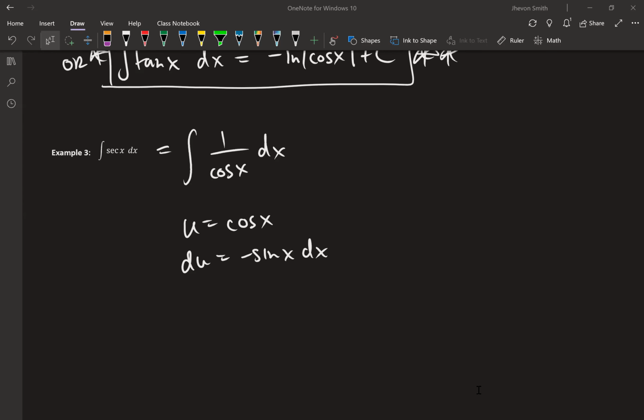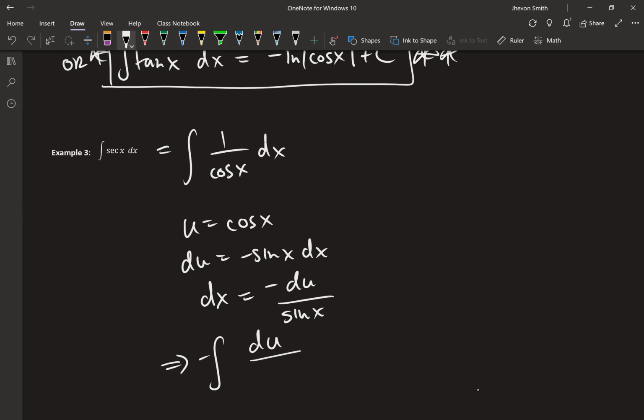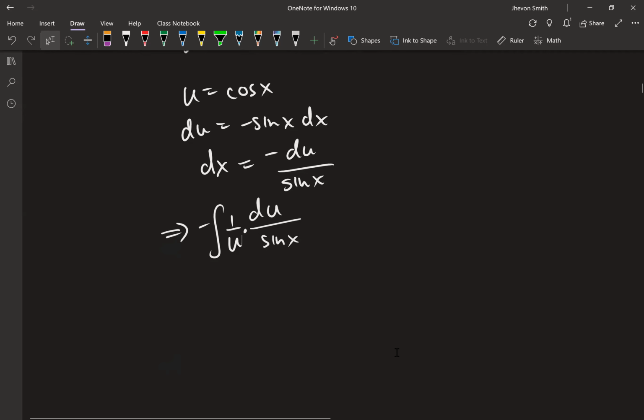Solve for dx and then substitute it back into the equation. Okay, so your dx would be du minus du over sine of x. If I substituted that, what would happen? I would have minus du over sine of x, and then I would have 1 over u from the cosine. Can I do anything with that?